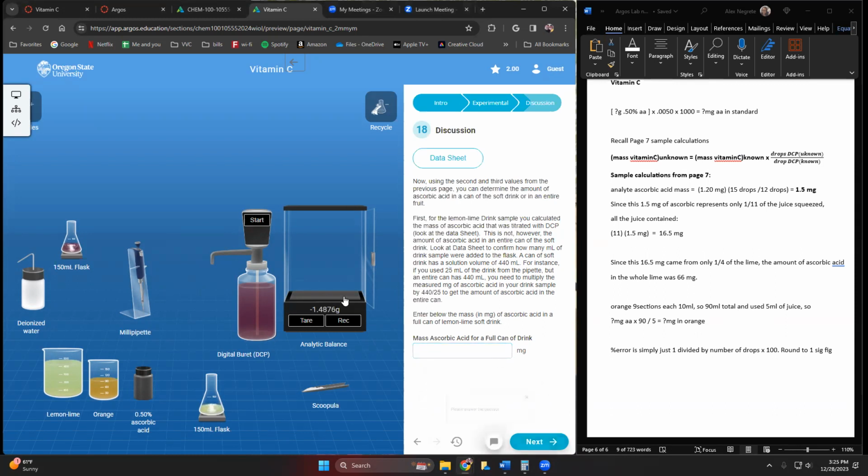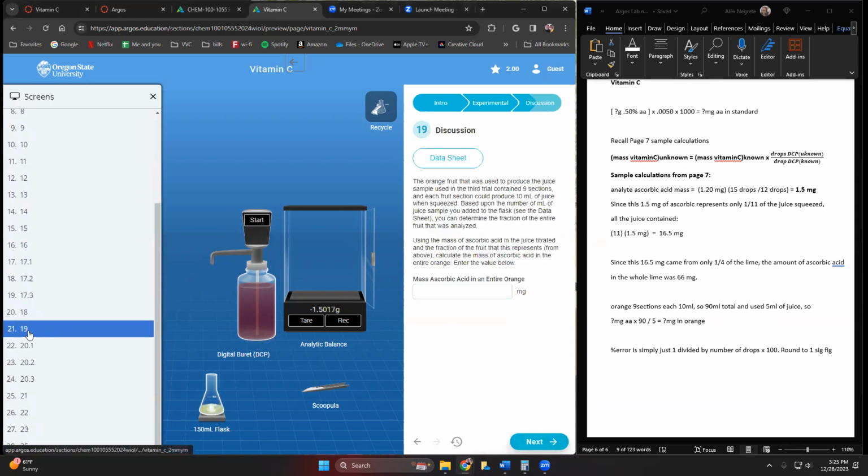And then for the orange, now I'm not going to answer that. I'm going to move to the next page. Now for an entire orange, right? They don't give you that ratio. In the previous page, 18, they gave you the ratio, times by 440, divide by 25. Here they want you to figure that out, but I'm going to give you a little help.